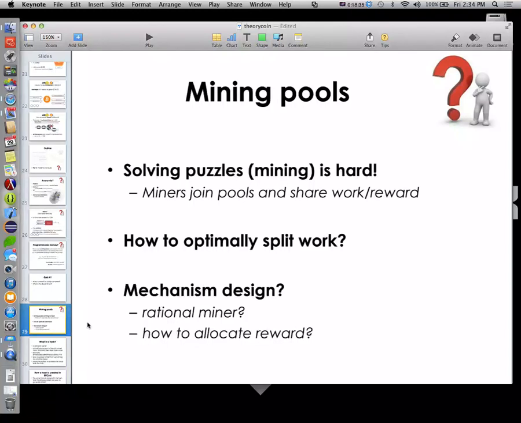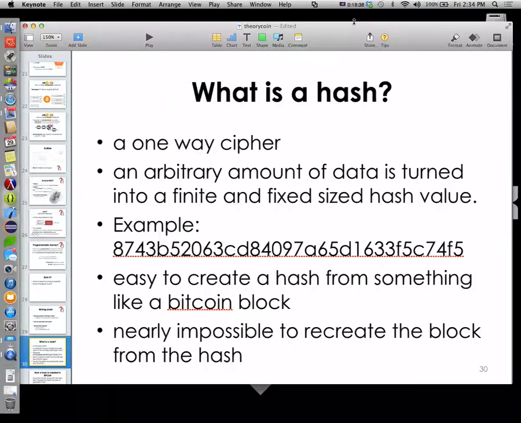Okay, so that's the stuff down here. All right, so now let's start talking about more specifically what these hashes are, what these guesses are. Generally speaking, a hash is a one-way cipher. So what does that mean? An arbitrary amount of data is turned into a finite and fixed size hash value. I could take any one of your hard drives and run it through a hash and produce a single value that looks something like this.